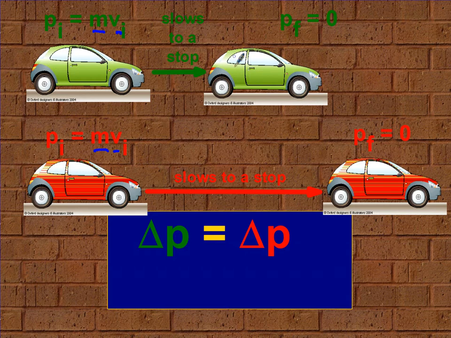Now, the green car stops, so it has a final momentum of 0, and so does the red car. And so we see the change in momentum of these, which is equal to P final minus P initial, are the same. Both of these cars have the same change in momentum. However, we know from experience that the ride in these cars is different.